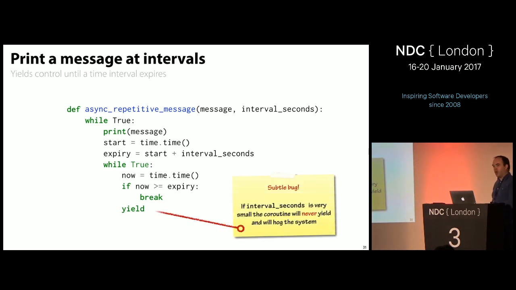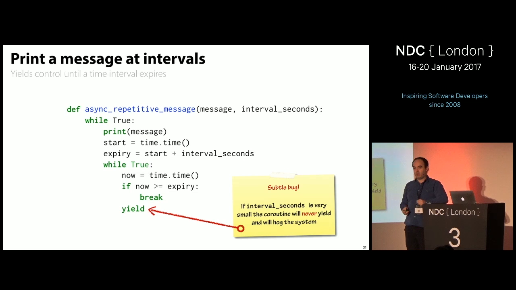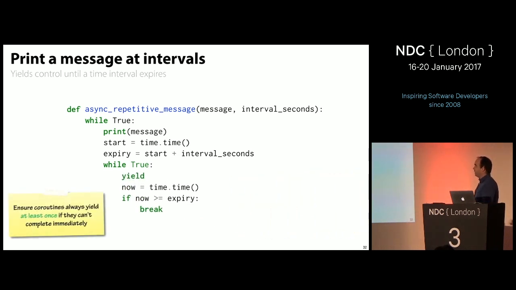There's a subtle bug here. If the interval is a very small number, like 0, this will never yield. Because you'll come in here, break, go back here, come back to here, break, and you'll never get to this yield. You have to be really quite careful about where you yield control.